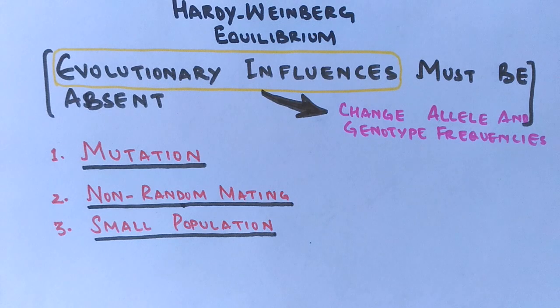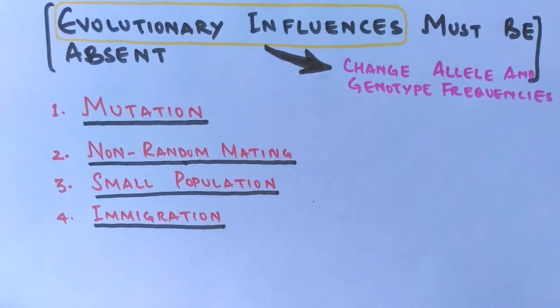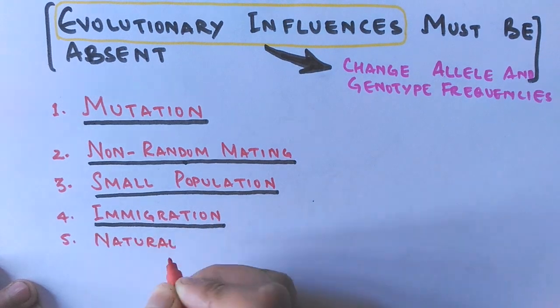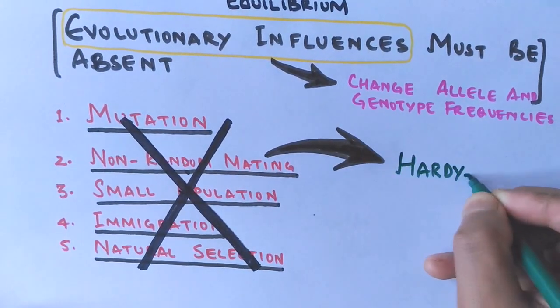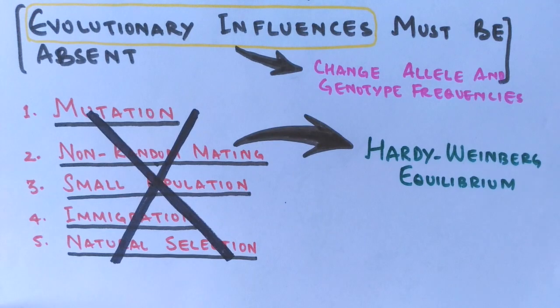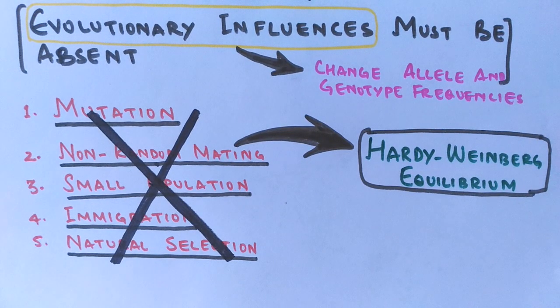Then the fourth process that must be absent is immigration, which will stop the individuals of one population from getting into the other population. So basically, there should not be any gene flow, because gene flow changes the frequencies of genes. The final condition which should be absent is natural selection. So when all these conditions are absent within the population, we can say the population is at equilibrium, Hardy-Weinberg equilibrium. That means no evolution is going to take place in that population. So this is all about the Hardy-Weinberg principle or equilibrium. Its equation will be discussed in the next part of the video.